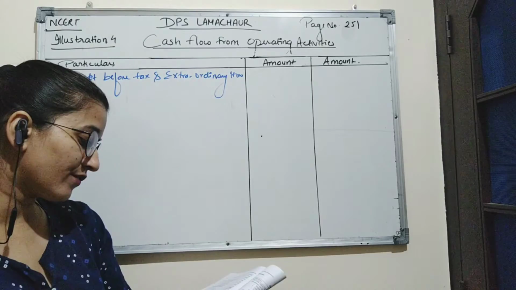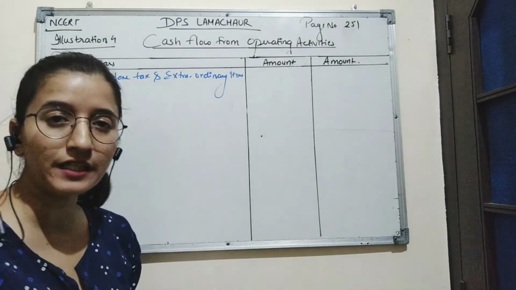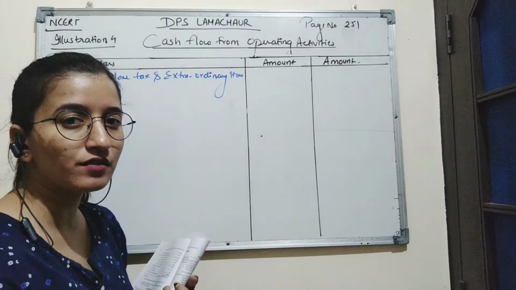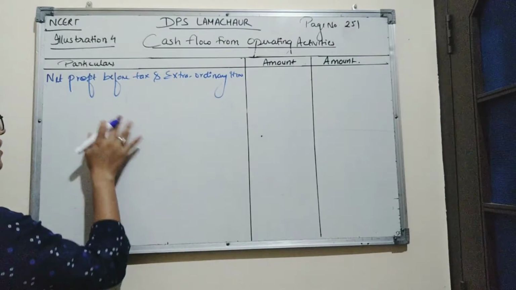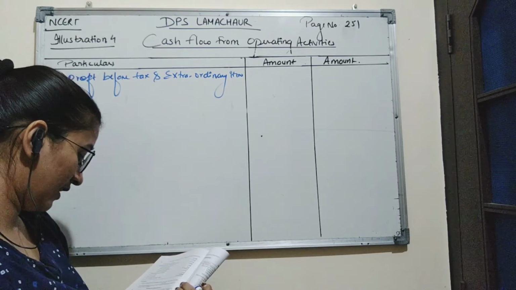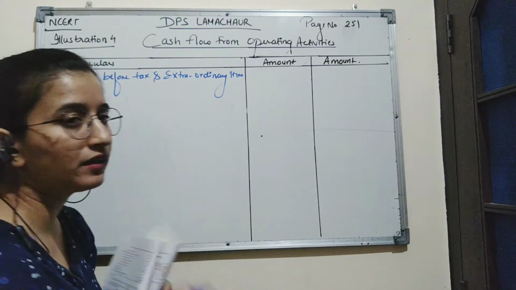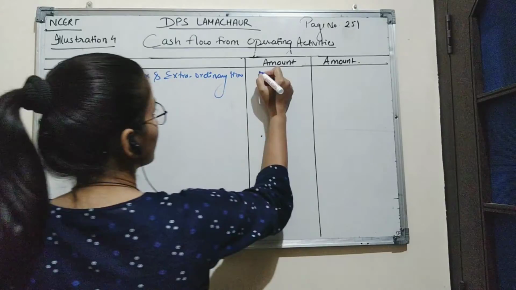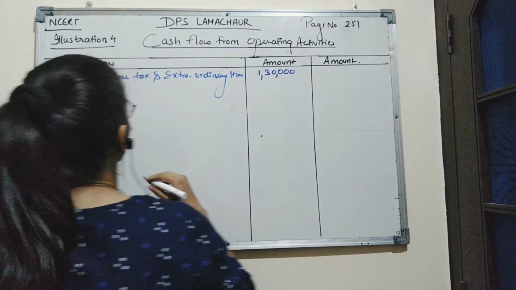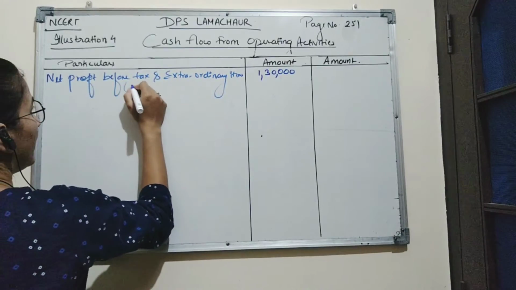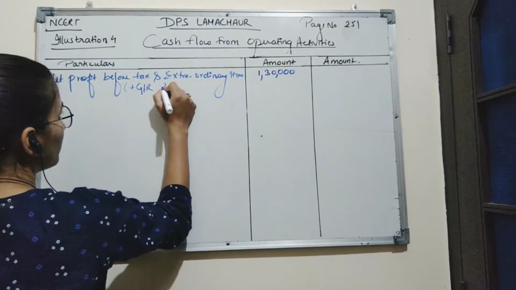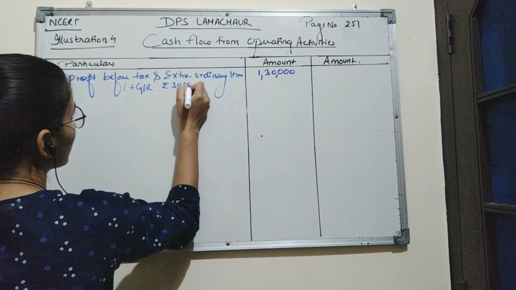there is a transfer to general reserve of rupees 30,000. General reserve is a part of profit. So we will add this general reserve to the net profit. So here net profit is 1 lakh. 1 lakh plus 30,000 will be 1 lakh 30,000. We will add general reserve amounting to rupees 30,000.